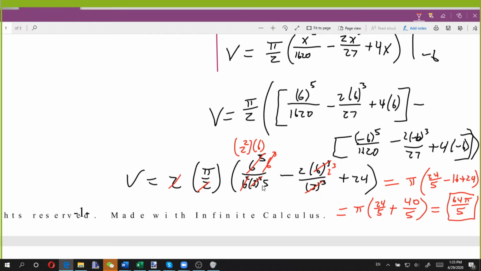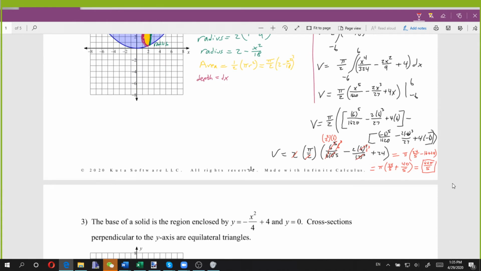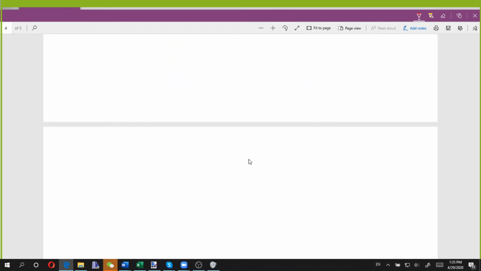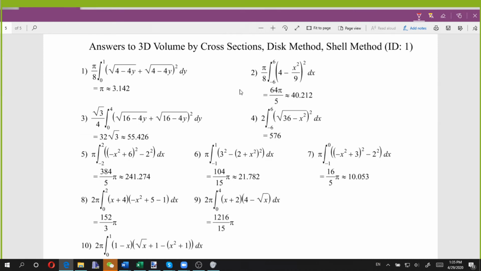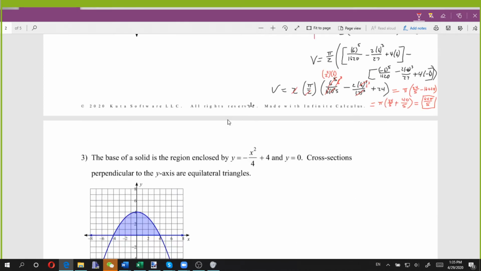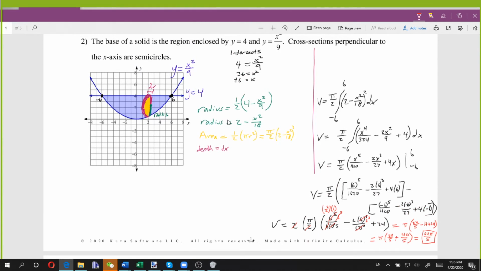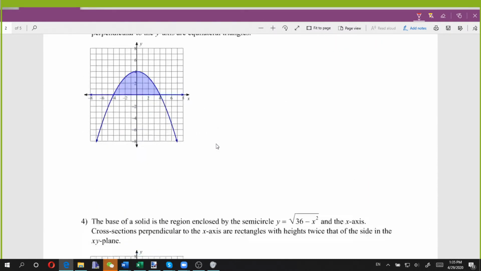Okay, I'm going to check my answer really quick, make sure I'm okay. Sixty-four pi fifths. Yeah, we're fine. Okay. Any questions on what we did? Okay, so that's all volume by cross sections. I'm going to do one disk method problem and then one shell method problem, and we'll stop there.